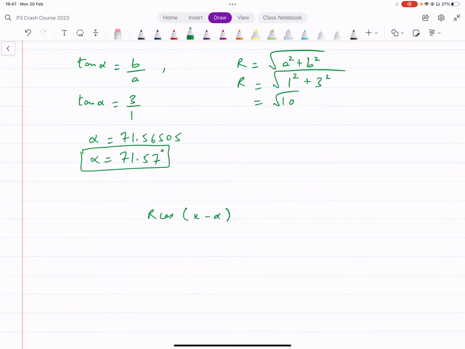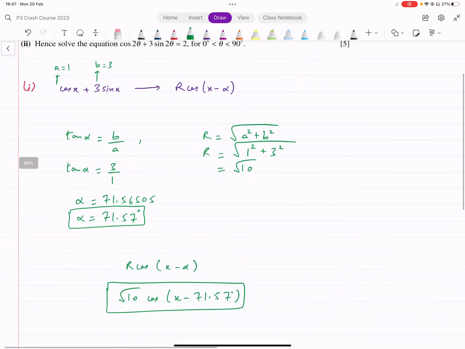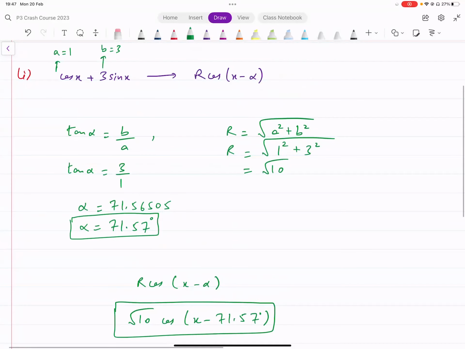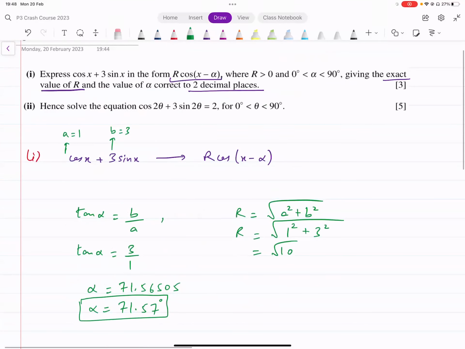Let's just input values here. R is square root of 10 into cos of x minus 71.57. This is what we wanted. So we just use those 2 formulas and we get the values of alpha and r from this. All right, now once you remember these formulas, this is probably the easiest question in paper 3. It's basically just free marks. You just have to remember these formulas: tan alpha equals b over a and r equals square root of a square plus b square.